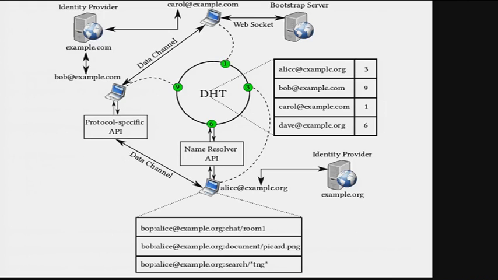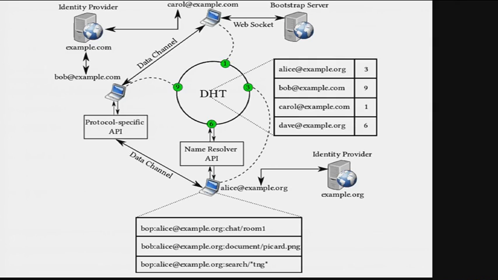And now Alice has this name, Alice at example.org, and hosts different applications and different data on the client. For example, a chat room, chat room 1, under the protocol chat. We have a protocol document running on this host, serving the file pcar.png. And we have a search protocol implemented here. You can host, for example, search slash asterisk TNG asterisk, so people can search for stuff on your host.